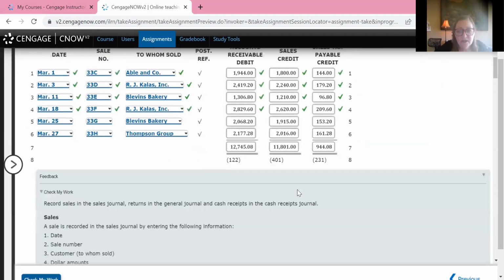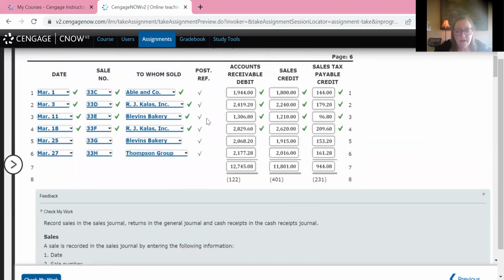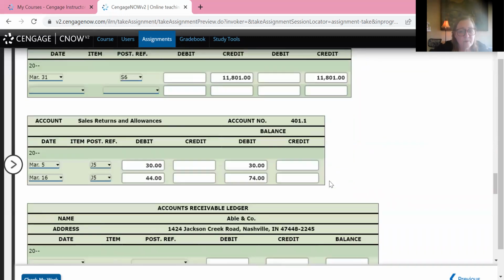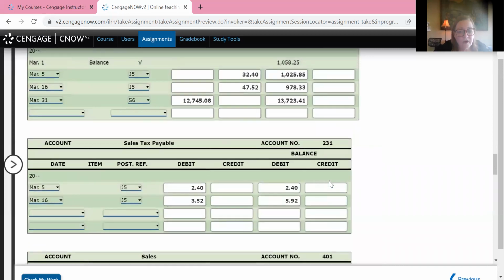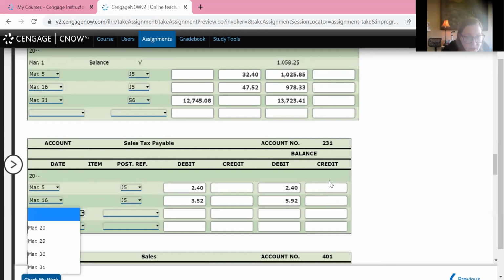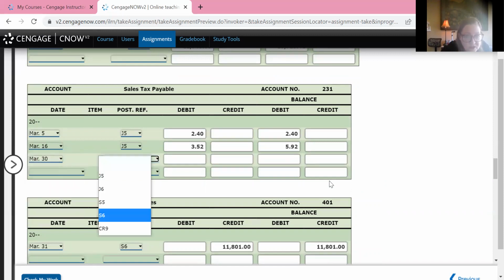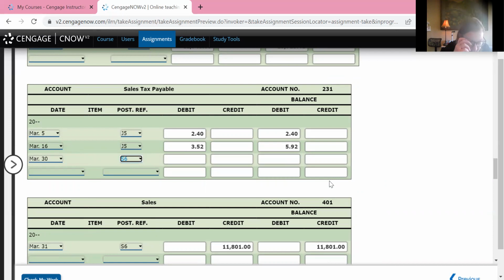All right, so let's do the last piece of our sales journal. We posted this accounts receivable debit. We posted this sales credit. Now we need to post this credit to sales tax payable, 944.08. Right here. Okay, so it's coming in at the last day of the month because it's coming from the sales journal page 6. And it's going to be a credit, sales increasing a payable, always a credit.